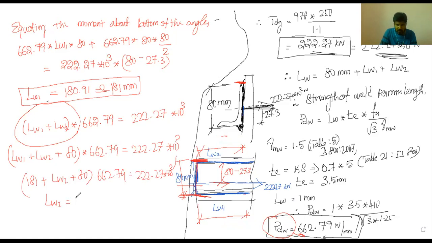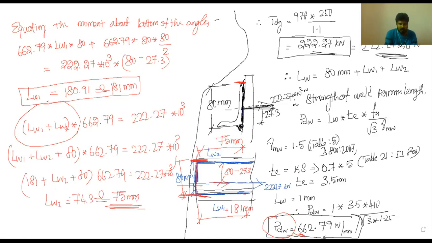222.27 into 10 to the power 3 divided by 662.79 becomes 335.355, minus 181 minus 80. So that's 74.3 mm we can get, approximately 75 mm. So the length of LW1 is equal to 181 mm and LW2 is equal to 75 mm. And this side is 80 mm.